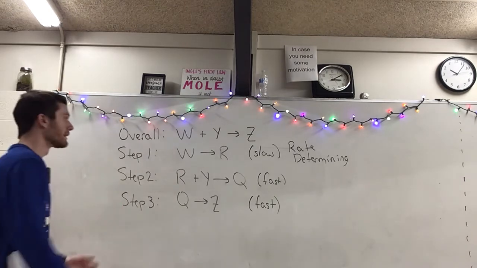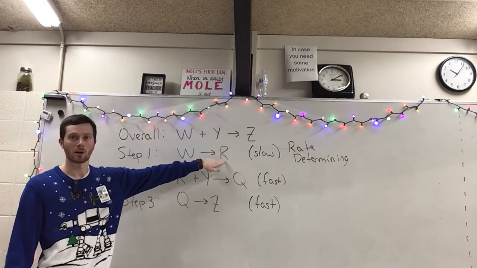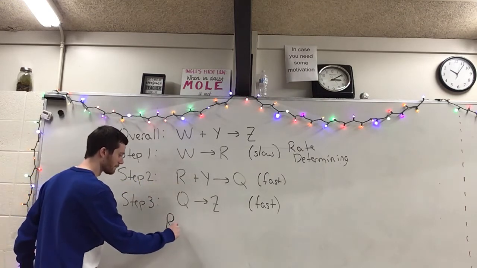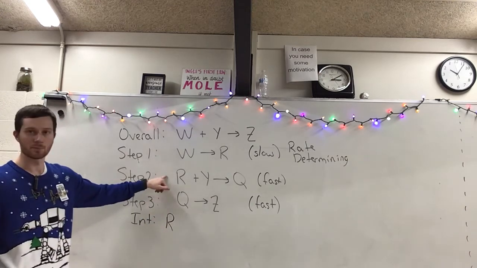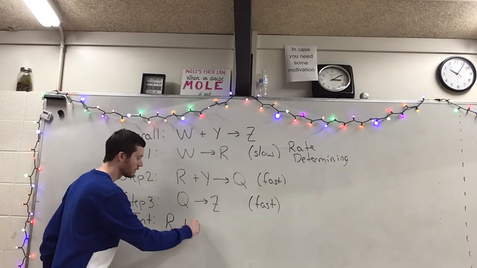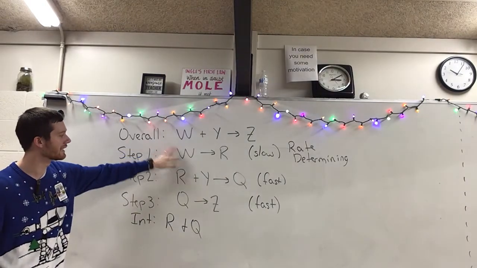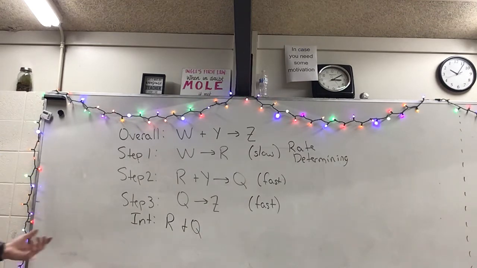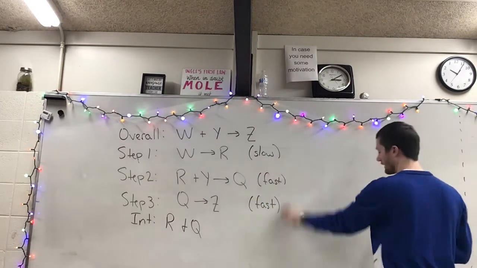Now, before we dive any deeper into that, I just want to take a look. W in step 1 turns into R, and R, since it is immediately consumed in step 2, is an intermediate. So we have an intermediate of R. Then in step 2, Q is produced, and then immediately consumed in step 3. So we also have Q as an intermediate. And since there is nothing present both at the beginning and at the end, there is no catalyst for this reaction.